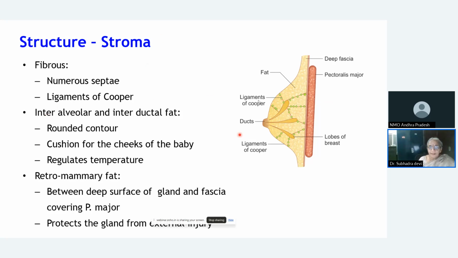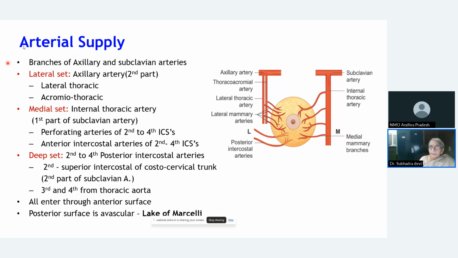So interalveolar and interductal fat is there, which is responsible for the cushioning and rounded contour and maintenance of temperature. And retromammary fat also, how it protects the gland from external injury. And coming to the blood supply of it, so arterial supply, venous drainage. That is another mistake: when they ask blood supply, both arterial and venous parts you have to write. And what is the blood supply? It is from the axillary and subclavian arteries.